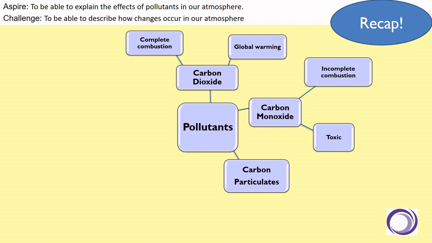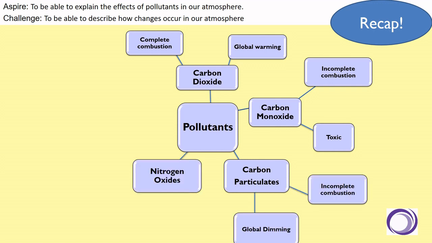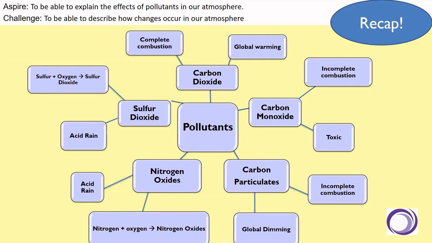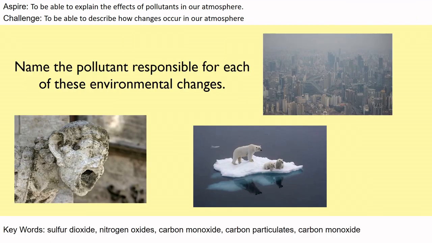There's two other pollutants that can be caused during the combustion process. The first one is nitrogen oxides. Now that is not formed in the reaction of combustion. That is formed when nitrogen and oxygen from the air react in an engine due to that high temperature and pressure. And nitrogen oxides cause acid rain. Also, sulfur dioxide, which is formed when sulfur impurities in fuels react with oxygen, and that is also linked to acid rain.